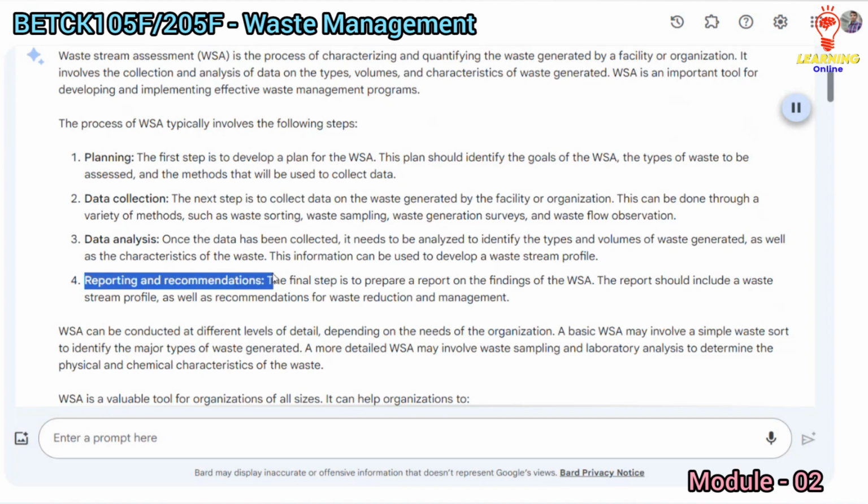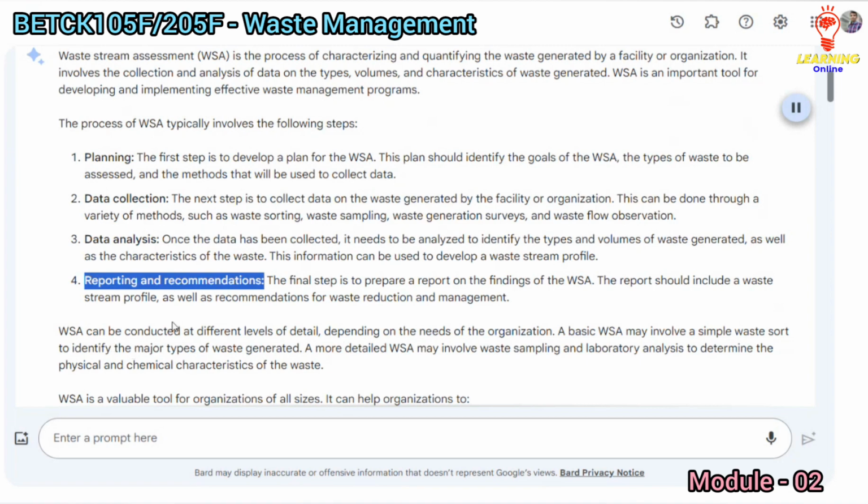3. Data analysis. Once the data has been collected, it needs to be analyzed to identify the types and volumes of waste generated, as well as the characteristics of the waste. This information can be used to develop a waste stream profile. 4. Reporting and recommendations. The final step is to prepare a report on the findings of the WSA. The report should include a waste stream profile, as well as recommendations for waste reduction and management.